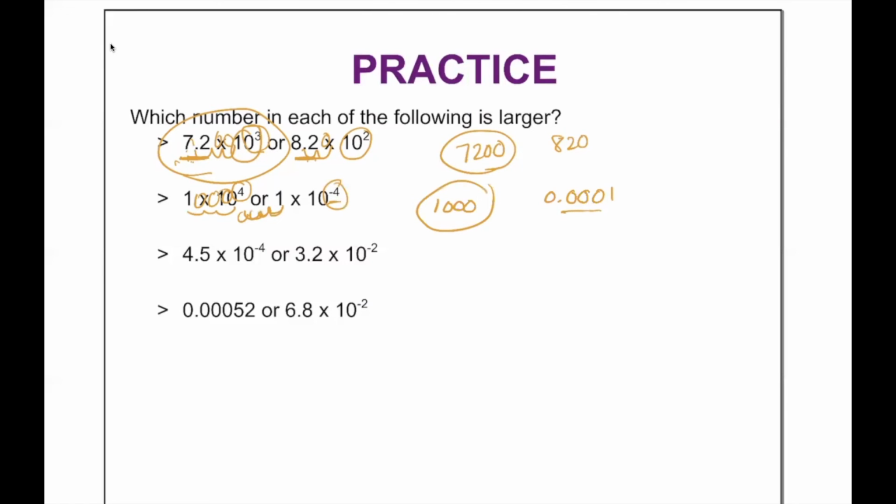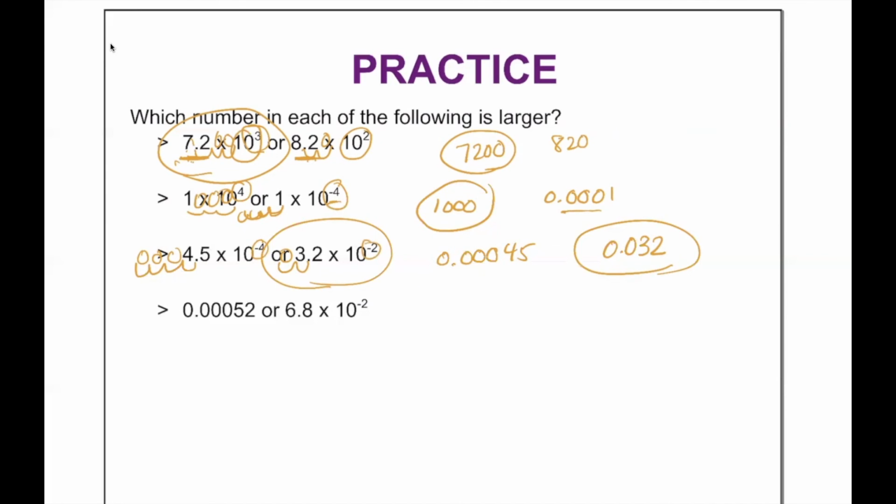Now, if I have 4.5 times 10 to the negative fourth versus 3.2 times 10 to the negative second, 4.5 times 10 to the negative fourth, we're going to have 1, 2, 3, 4. So that means we put 3 zeros in front. So it's 0.00045. And here we have move it over 2. So we just have 1 zero. So it's 0.032. And so in this case, the second one is the higher number. So a smaller negative exponent is a bigger number than a larger negative exponent.